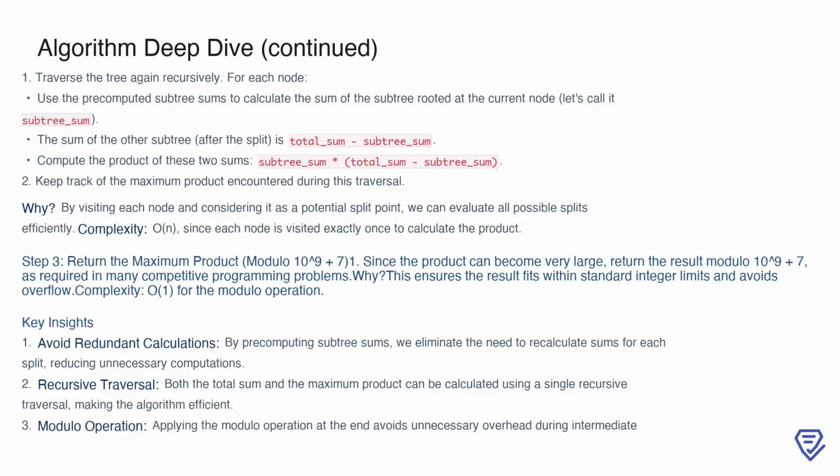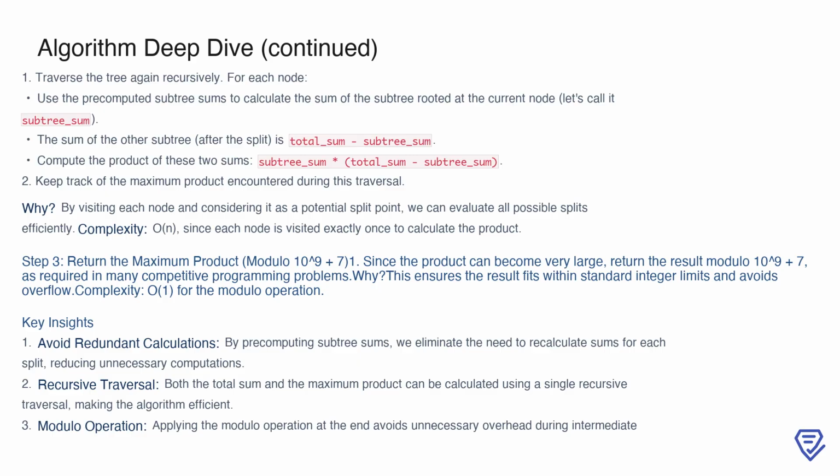Now that we have the total sum of the tree, the next step is to evaluate all possible splits. We achieve this by traversing the tree again recursively. At each node, we use the pre-computed subtree sums to determine the sum of the subtree rooted at the current node. From this, we can calculate the sum of the other subtree that would result from splitting the tree at this node. Specifically, the other subtree's sum is the total sum of the tree minus the current subtree sum. The product of these two sums is then computed, and we keep track of the maximum product encountered during the traversal.